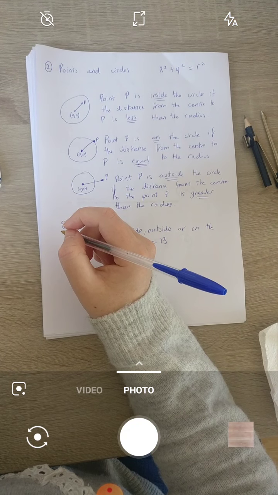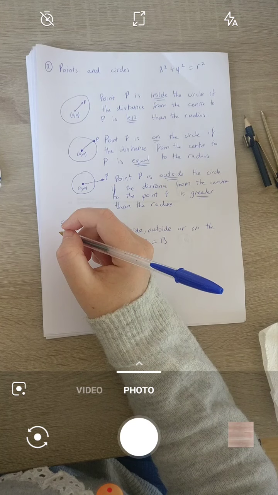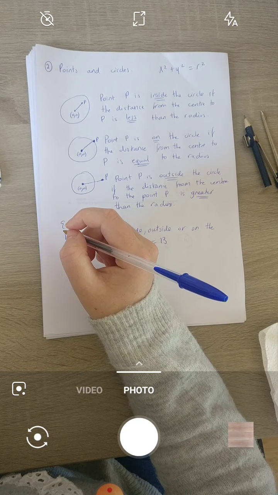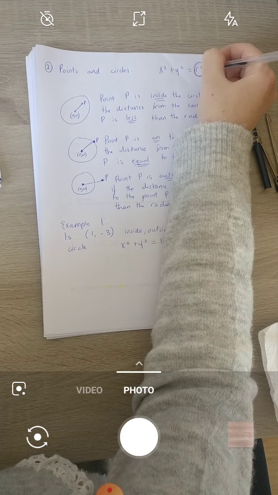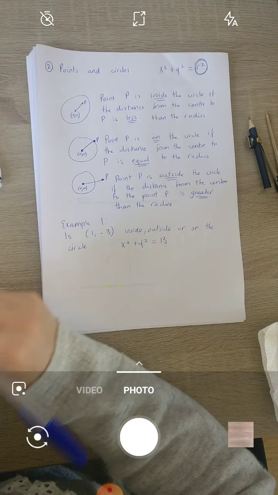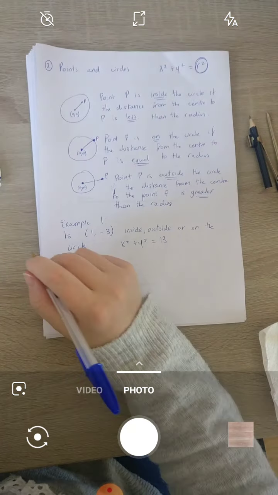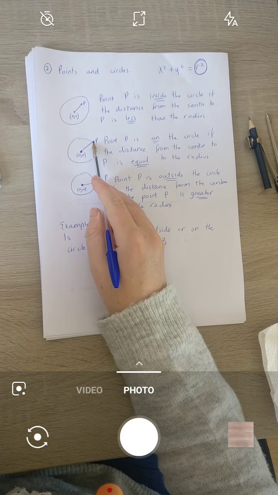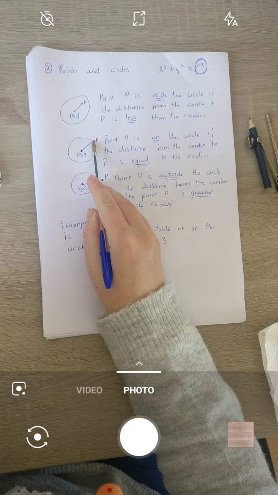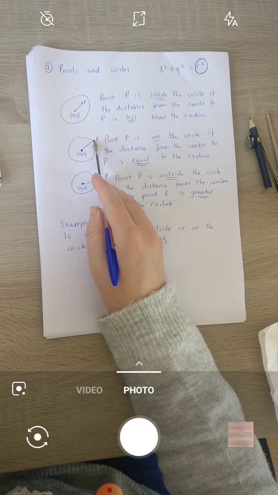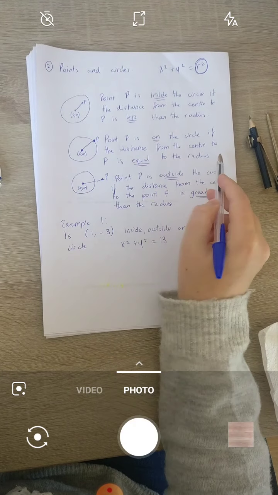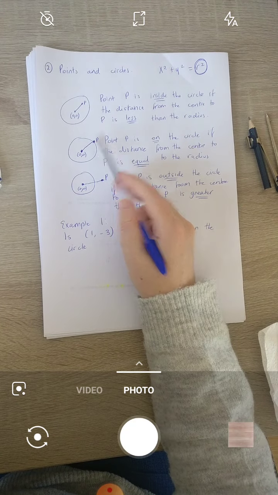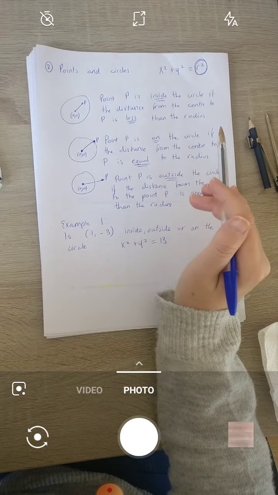So what they're saying is if the point P, if we find the distance between the center and that point P, and if it ends up as less than the radius, so we'll be given the radius in the question, then it obviously is going to be inside the circle. If the point P is going to be on the circle, the distance from the center to P is the same or equal to the radius, and that makes sense. If the distance between the center and P is the same as the radius, then it is on the circle.